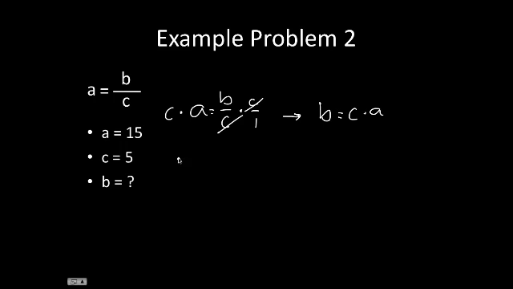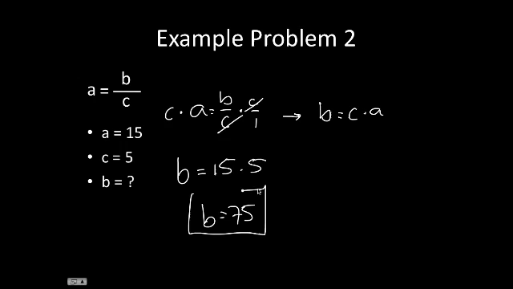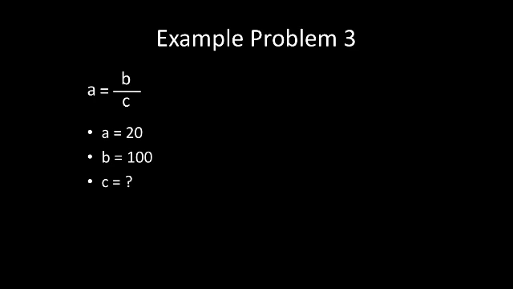So let's figure out what B is. B is equal to 15 times 5, or B is equal to 75. And that's the whole thing. All right, here's problem number 3. We have A equals B over C again. And this time our givens are A and B. We're looking for C. So why don't you go ahead, hit pause, solve the problem. Do that by rearranging the equation first, then put the numbers in, and then tell me what C is.